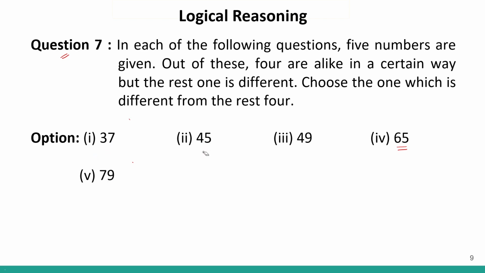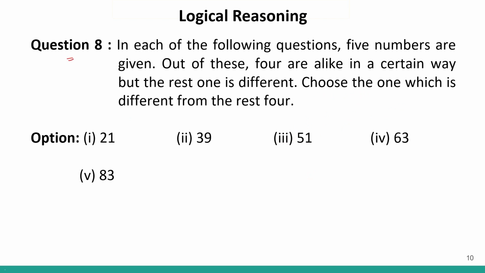So when I look at these numbers, I can see that 49 is the only number which is a perfect square. Whose square is it? 49 is a square of 7. So 49 is the only number which is a perfect square. Hence, this is the number that stands out. This is the odd one out option. So option number 3, 49 will be the correct answer to this question. Clear?